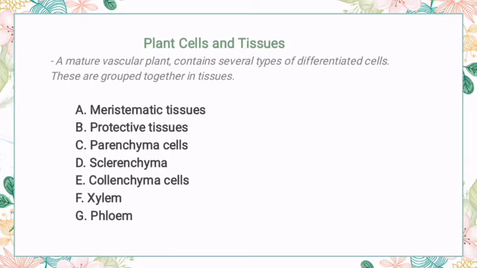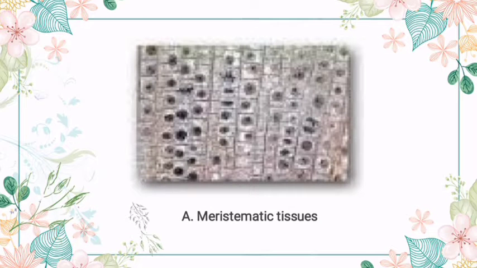Plant cells in tissues. A mature vascular plant contains several types of differentiated cells. These are grouped together in tissues. Some tissues contain only one type of cell, some consist of several. So the first one is the meristematic tissues. Ito yung main function ng mitosis. The cells are small, thin-walled with no central vacuole and no specialized features. Nakalocate ito sa growing points ng roots at stems.